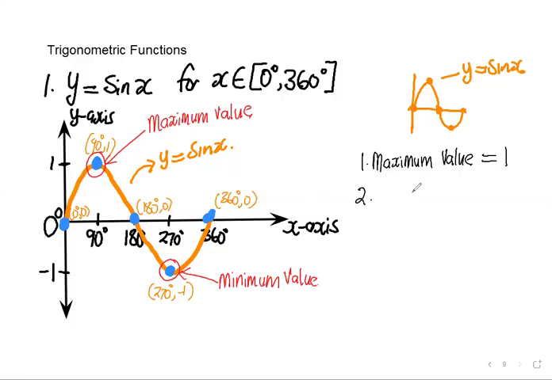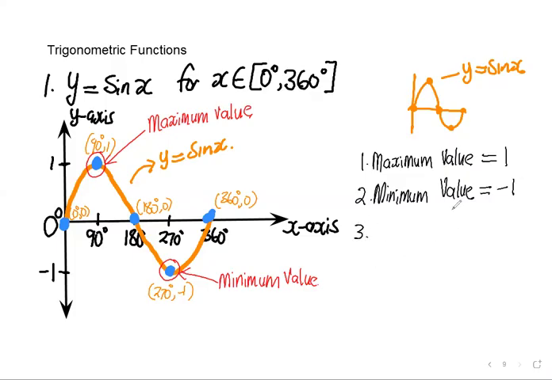Number 2, if they ask you about the minimum value, who can tell me what is going to be the minimum value? So the minimum value is this one here. It's going to be -1. So here you're just going to write -1.